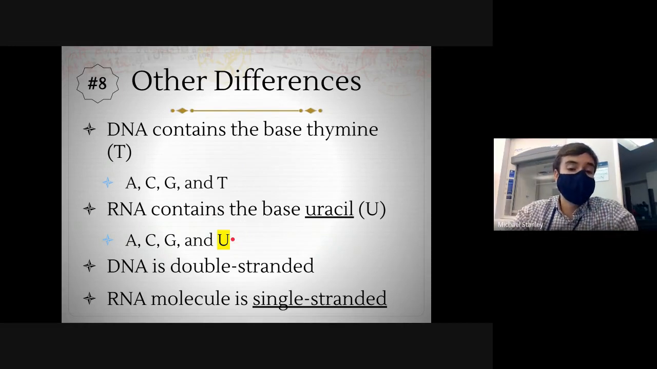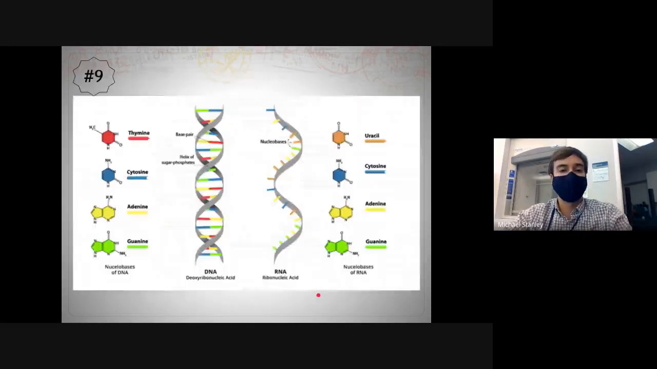And then the other main difference, DNA is double-stranded. It's that double helix twisted shape, and RNA is single-stranded. So here is our double-stranded DNA that has thymine, and here is our single-stranded RNA that has uracil.